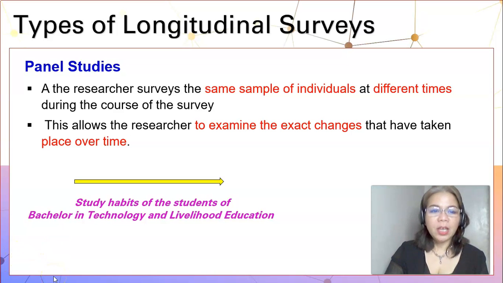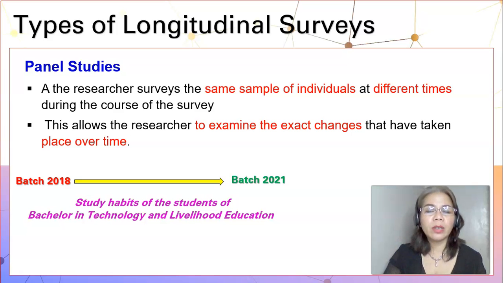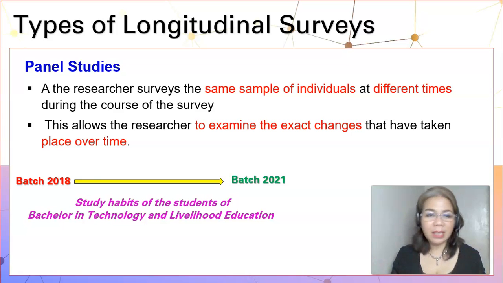For example, you are interested to investigate the study habits of the students of the Bachelor in Technology and Livelihood Education. So you are going to study the batch 2018. The same batch you are going to study again in 2019, 2020, and then in 2021 you are going to check what are the exact changes in the study behavior of these students that have taken place over time.